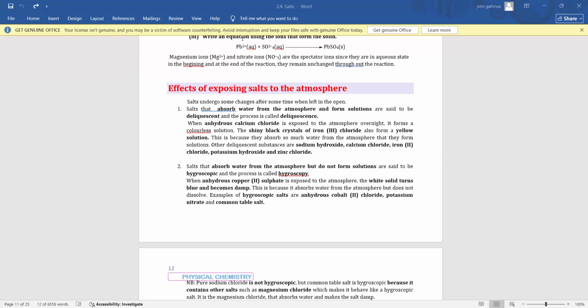Okay, so you can write this question and answer it later on. Explain how you would obtain a pure sample of lead-2 chloride from a mixture of lead chloride and silver chloride.